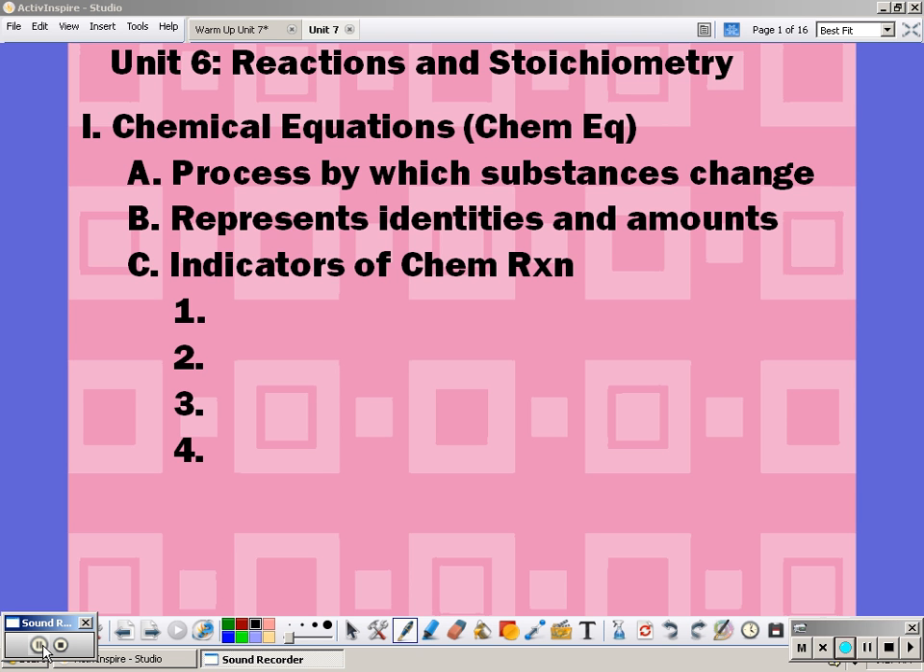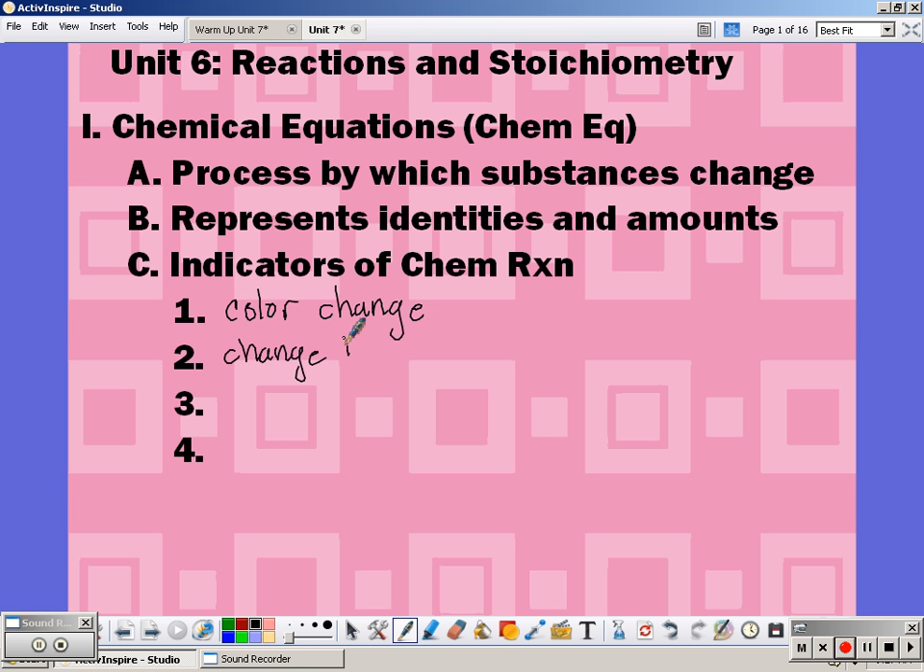There are 4 indicators of a chemical change, and you should know these from Unit 1. Color change. Color change would indicate we have formed a new substance, so that would be a chemical change. Change in energy, so endothermic or exothermic. A change in energy indicates that there was a change in substance.